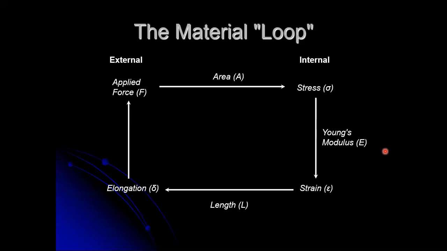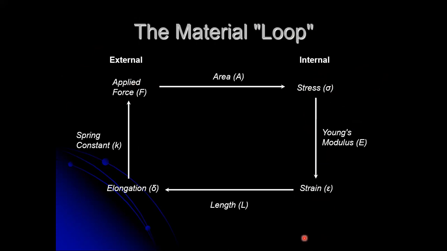We can complete the loop, or close the loop. There is a connection between elongation and force, and that's the spring constant. That's the external view of Hooke's law. So Hooke's law over here is the connection between applying a force to something and seeing how much it stretches. In the internal view, it's applying a stress to something and seeing how much it strains.